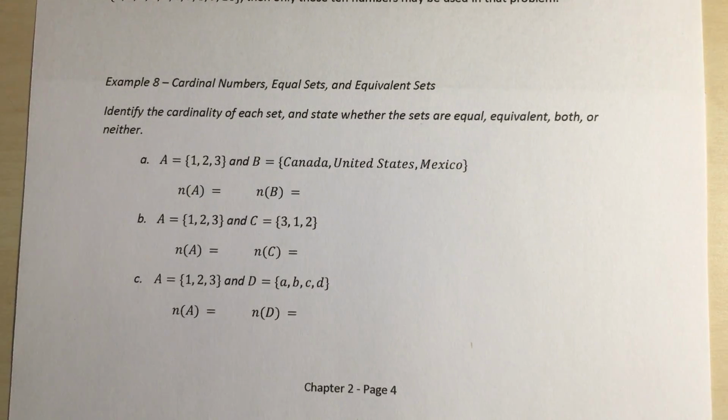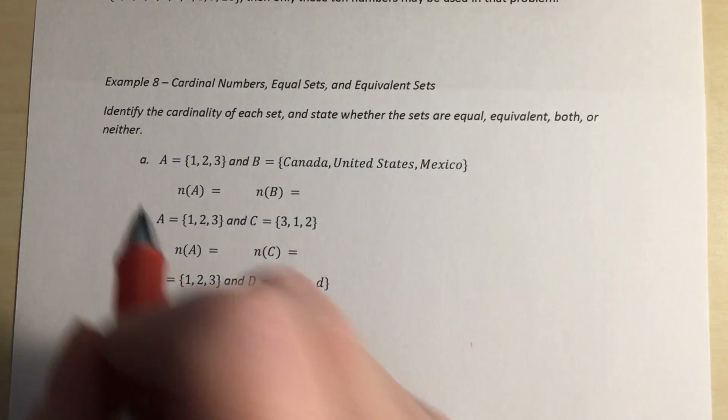Right, so we're going to finish off section 2.1 by looking at the definitions that we just saw. We're going to look at some cardinal numbers, and then we're going to compare and look at our definitions for equal and equivalent sets. All right, so identify the cardinality of each set and state whether the sets are equal, equivalent, both, or neither.